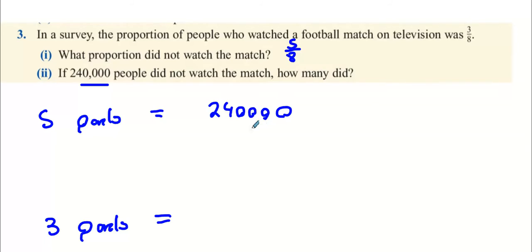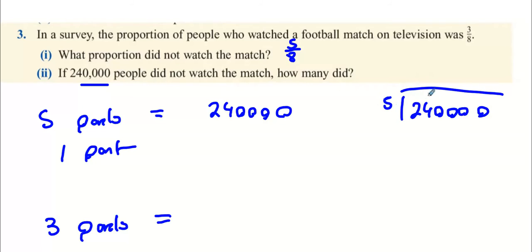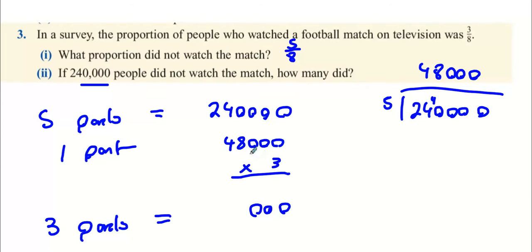So if 5 parts is 240,000, divide 240,000 by 5 and you can find out what 1 part is. 24 divided by 5 goes 4 times remainder 4, and it goes 8 times. So that's 48,000 people is equivalent to 1 part. Then you can multiply this by 3 to find out what 3 parts is. Multiply it by 3, you get 0, 0, 0. 3 times 8 is 24, write 4 carry the 2. 3 times 4 is 12, plus the 2, 14. So 144,000 people did actually watch the match. Is that okay?